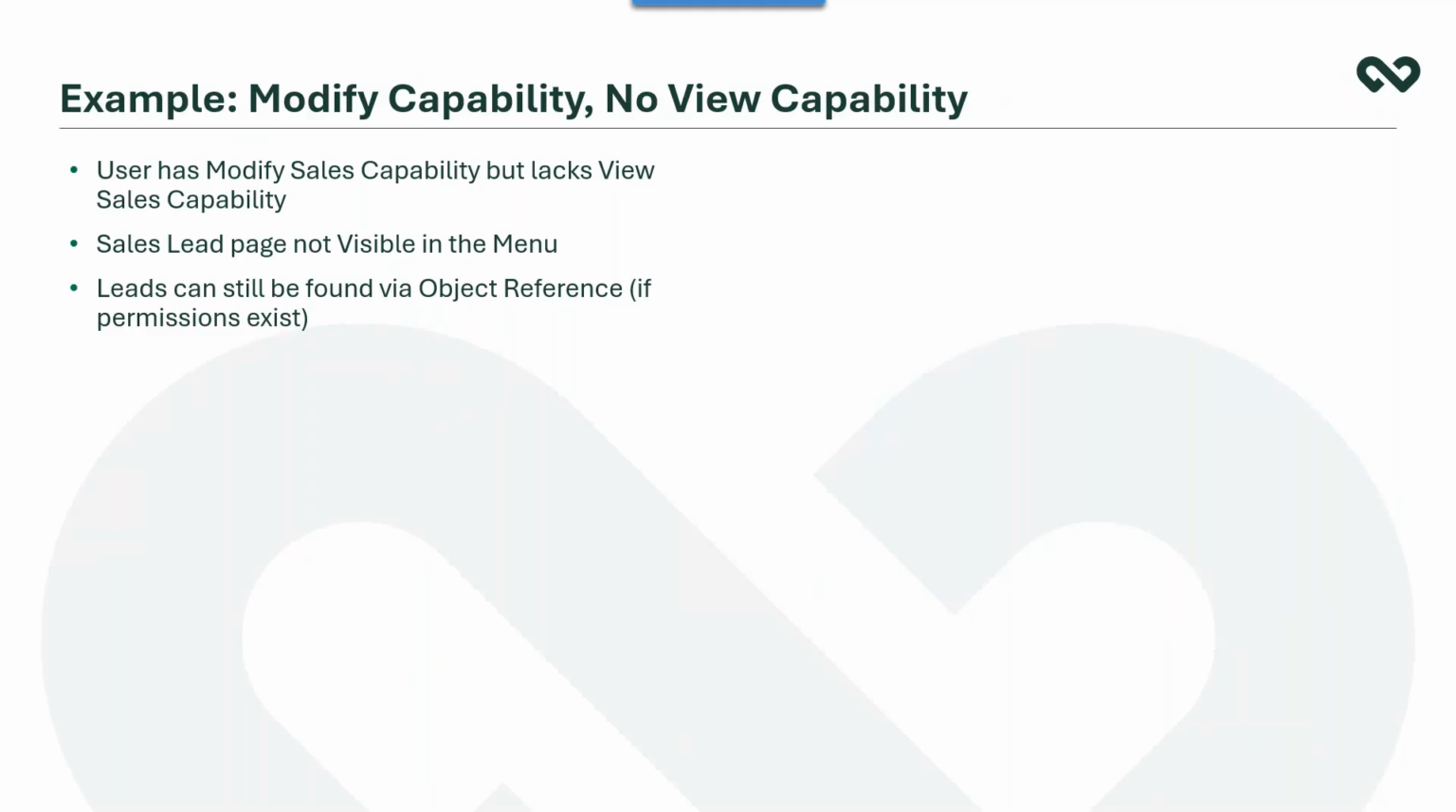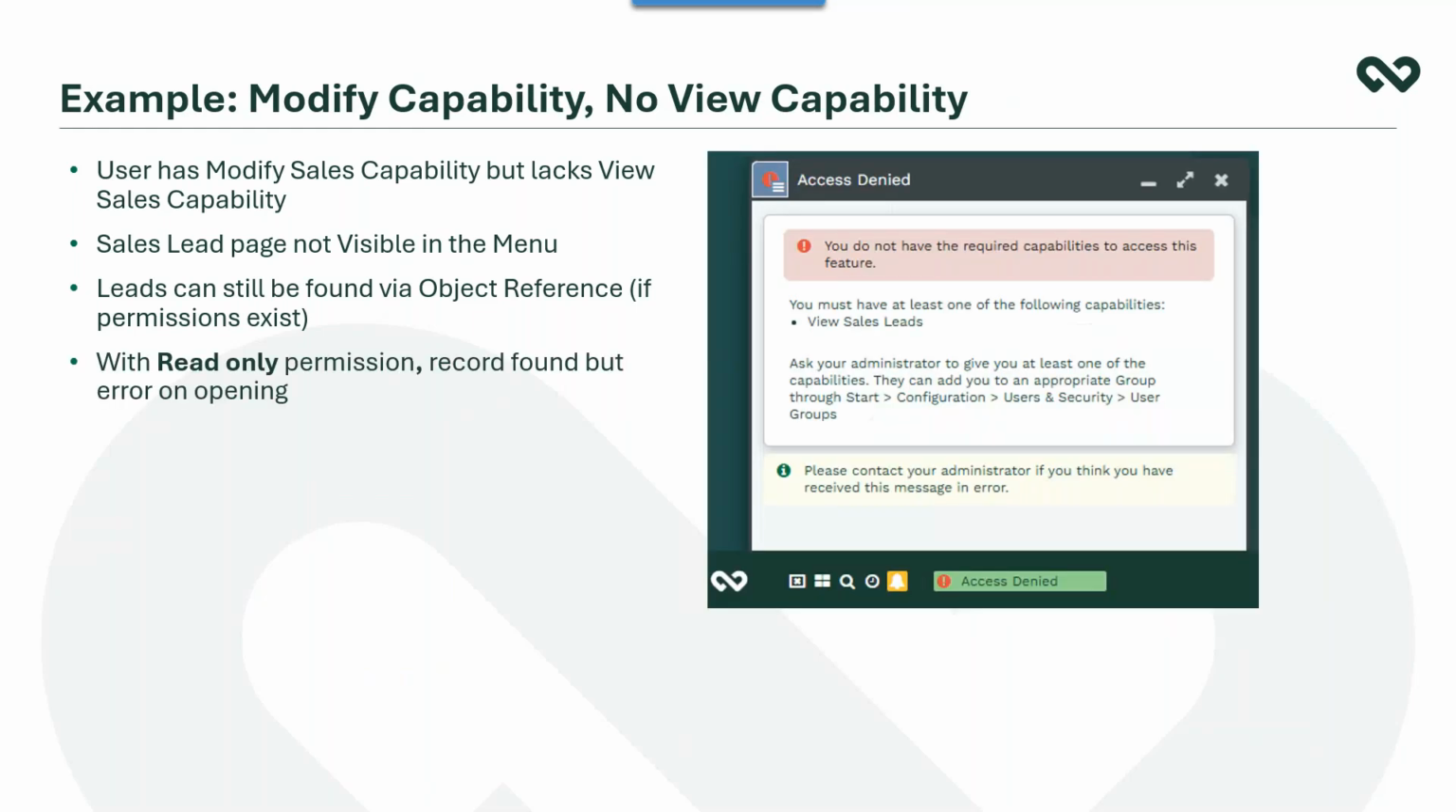Let's break this down even further. Say if a user only has read permission, they can find the record, but if they open it, they might encounter an error like the one shown on the screen. If the user has both read and modify permission, then they can find the record, open it, and save changes without any issues.